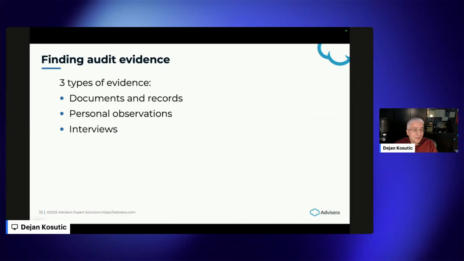And from my experience, I can tell you that interviewing people is by far the best way to find out what is really happening. It's because when you start asking these questions on how things are done, you get a much more complete picture than simply viewing the records. So it's very important that you go for all of these three types of finding evidence.